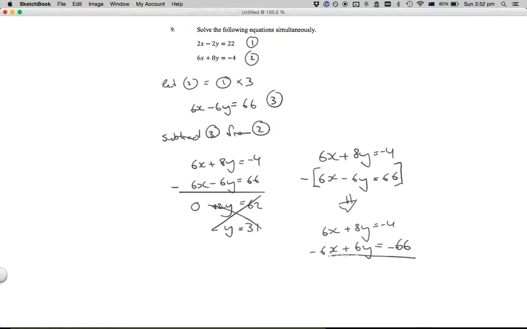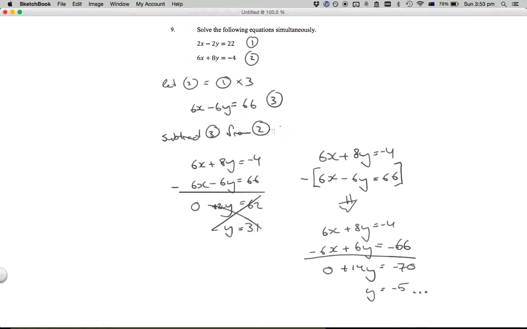And then we can work forwards. We can say, okay, well, 6x and minus negative 6x, should I say, is 0. 8y and 6y is 14y. And negative 4 and negative 66 is negative 70. And that would give us the correct answer of y equals negative 5. And then most people knew to sub that back in.